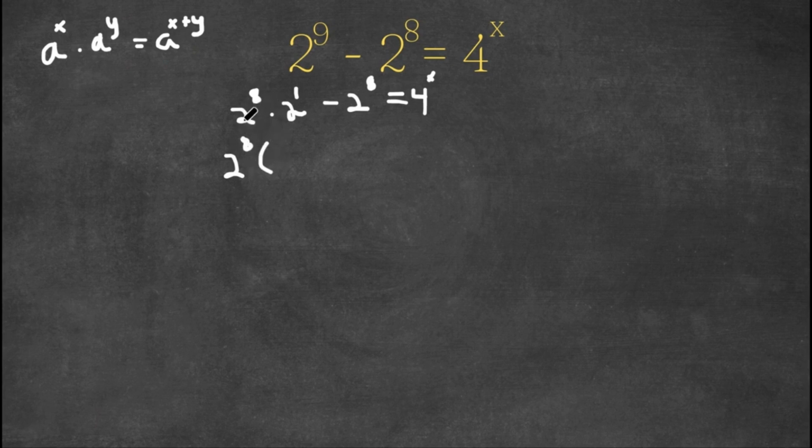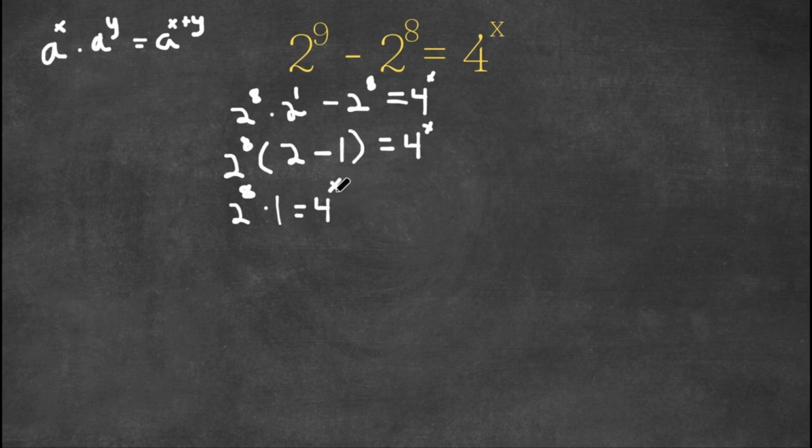So now 2 to the power of 8 divided by, if we take out 2 to the power of 8 from 2 to the power of 8 times 2 to the power of 1, we're simply just left with 2 to the power of 1, which is the same thing as 2, and minus 2 to the power of 8 divided by 2 to the power of 8 is 1. And this is still equal to 4 to the power of x. Now 2 minus 1 is simply 1. So 2 to the power of 8 times 1 equals 4 to the power of x.